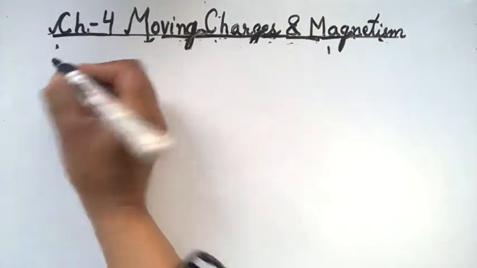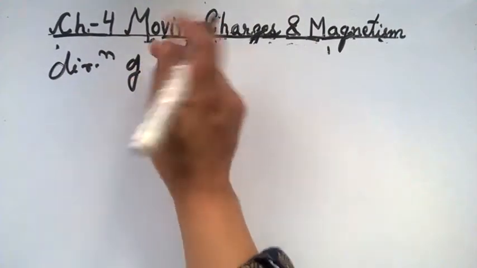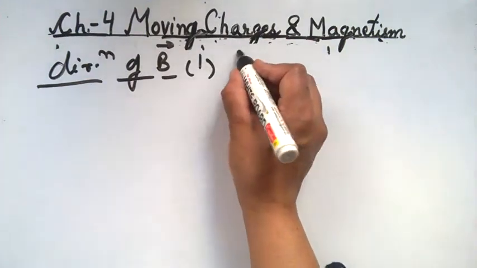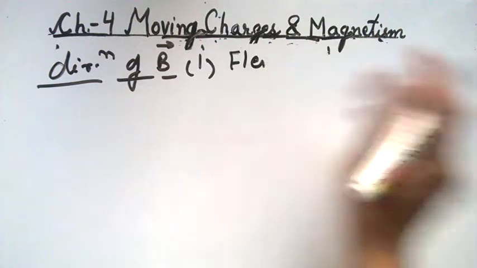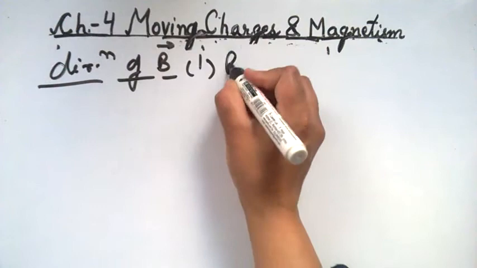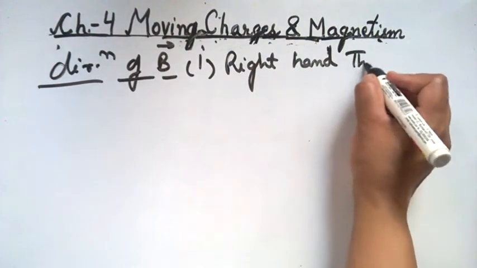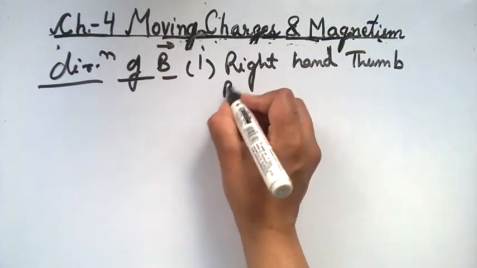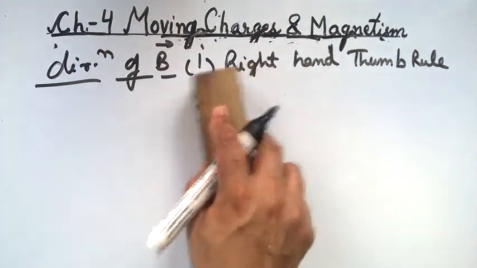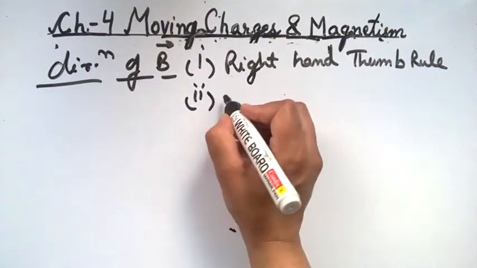Now, how can we calculate the direction of magnetic field? Direction of magnetic field can be calculated by Fleming's rules, right hand thumb rule, or by Maxwell's corkscrew rule.